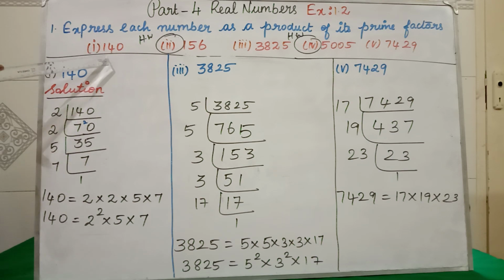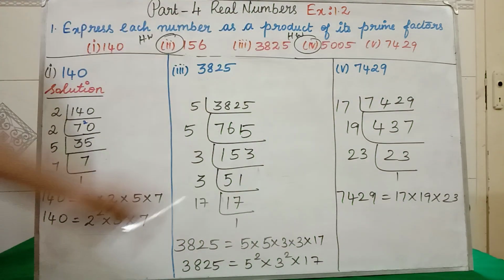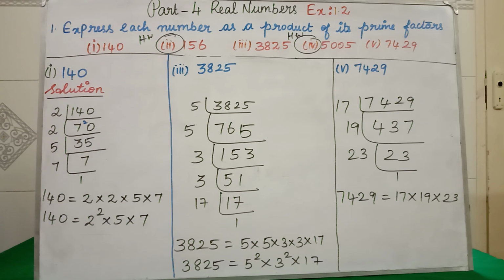If you see, 140 is a composite number. The second question, 156, is a composite number. 3825 is a composite number. 5005 is a composite number. 7429 is also a composite number. We are going to express all these composite numbers as a product of their primes.